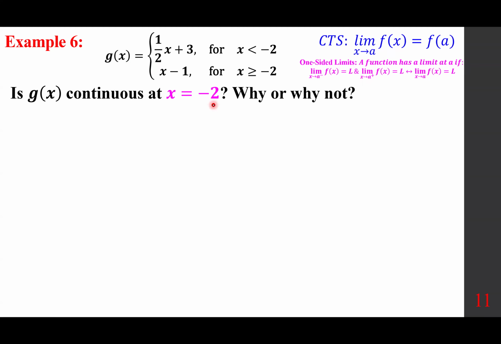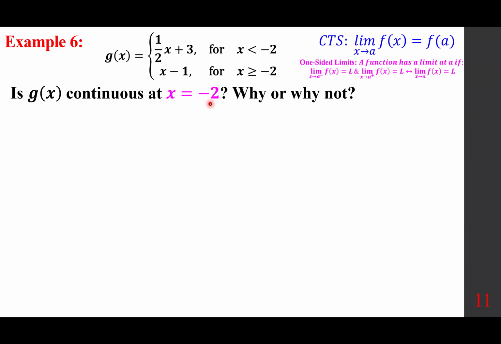Why are we looking at -2? Each piece is a linear function. For example, the top, you would write as y equals 1/2 x plus 3. The bottom, you would write as y equals x minus 1. Every linear function is continuous from negative to positive infinity. Therefore, this is continuous from negative infinity to -2, and this one from -2 to infinity. You look at the endpoints.